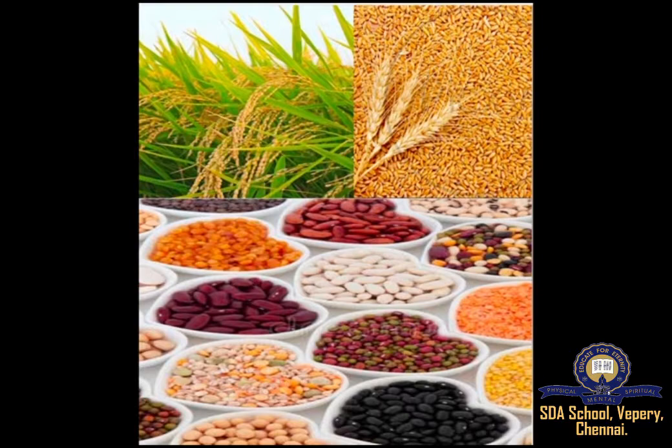So look at this picture. This is cereals and pulses. Cereals means wheat, rice. Pulses, tur dal, moong dal, chickpea, kidney beans. All these come under pulses category. So plants give us cereals and pulses.